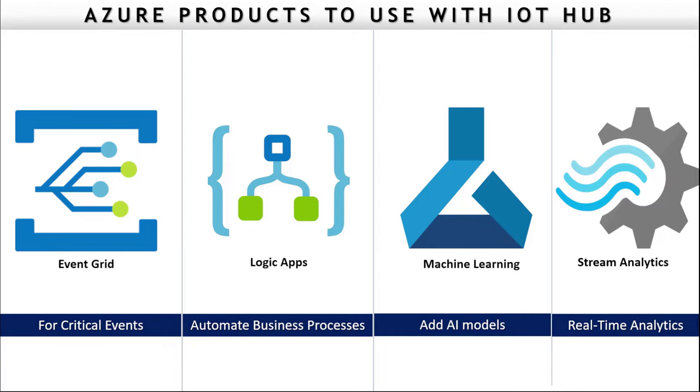So you can really create a pipeline from Azure IoT Hub to any of those applications. There are many more than that. Those are just the main ones I listed here. But there are options, and you can do all kinds of stuff in Azure after you send the message to Azure IoT Hub.